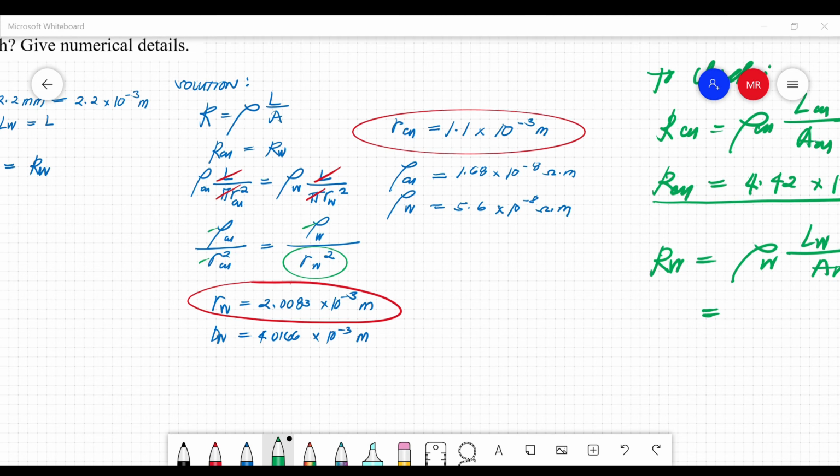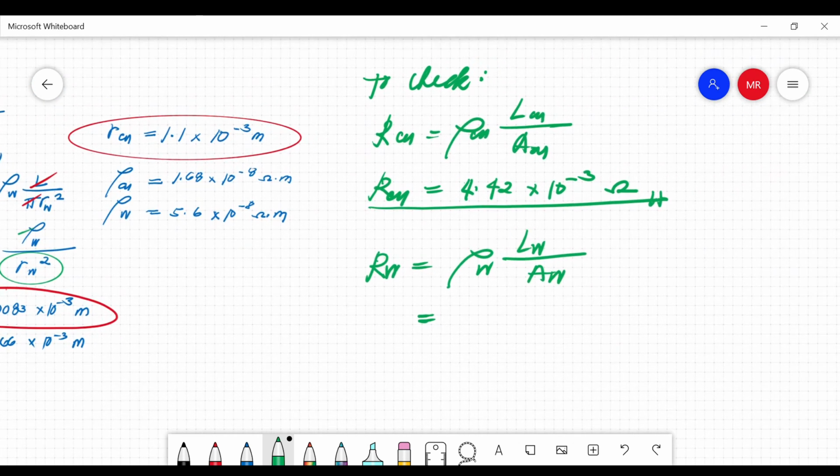times 10 raised to negative 3. Of course, I'll square this. Let's see if we can get the same value. Okay, so the answer is 4.419 times 10 raised to negative 3, also approximately equal to 4.42. So the resistance of the tungsten wire is also approximately equal to 4.42 times 10 raised to negative 3 ohms.